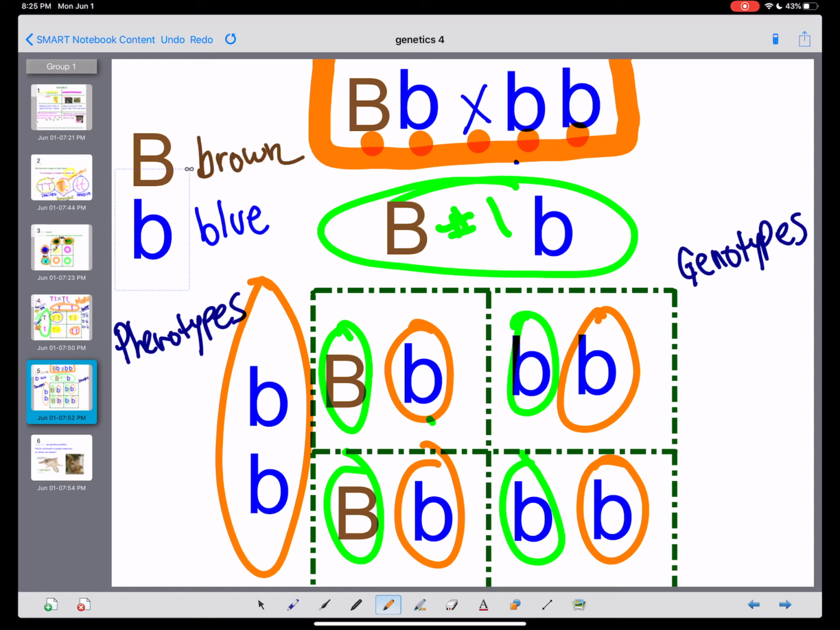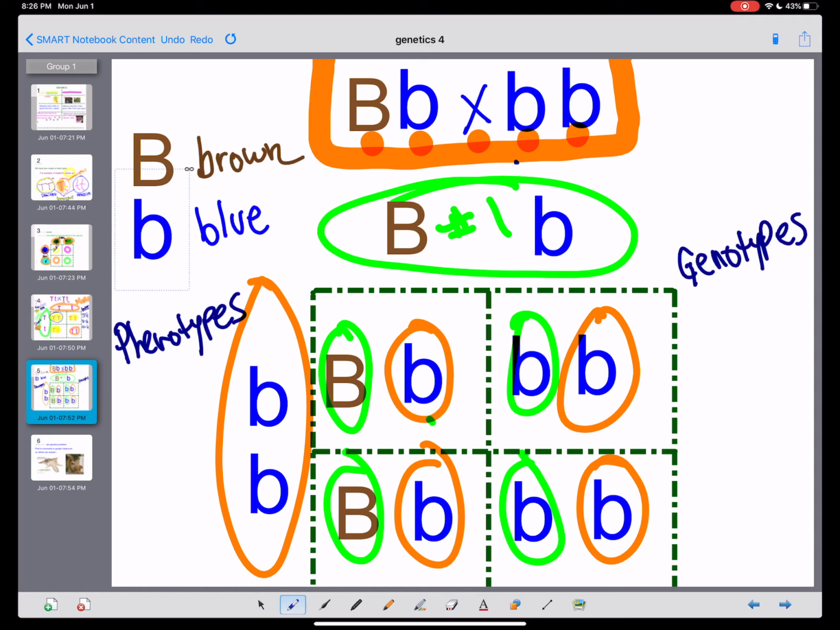So let's look at the genotypes here. In this problem, we only have 2 genotypes. We don't have any capital BB. So you could write BB equals 0%, or you could just leave it off because it's not something that you have as an answer in your problem.